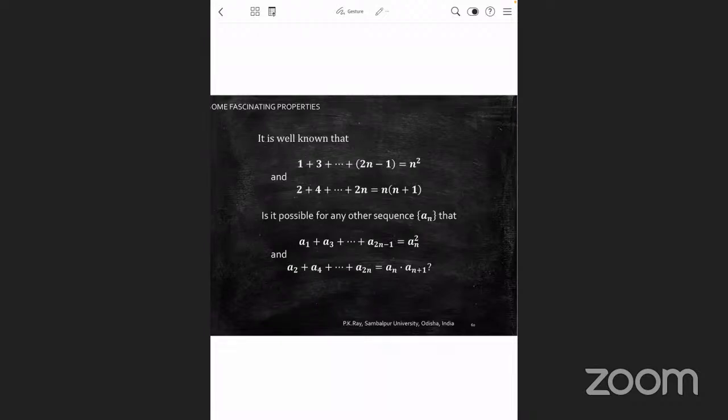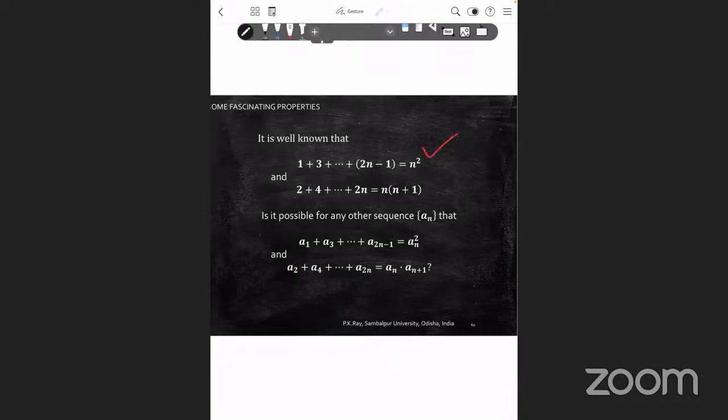These are some fascinating, well-known properties of natural numbers. The sum of odd natural numbers is a high school thing: the sum of odd natural numbers is n square, whereas the sum of even natural numbers is n into n plus 1. These are the properties for natural numbers.